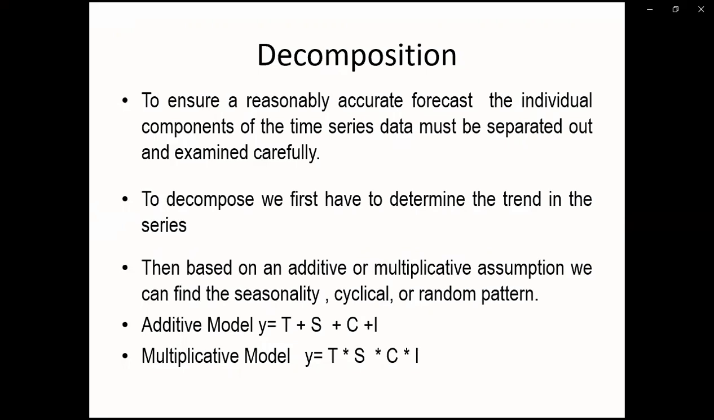And these are the models we have. We have Y, that is your observed data, equals the trend plus some kind of seasonality, cyclic, and random, or what we call the irregular pattern. So this is what we are basically trying to say.